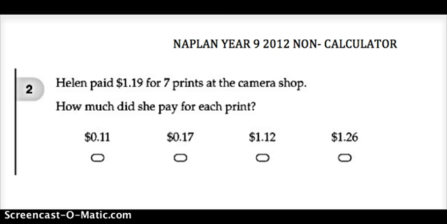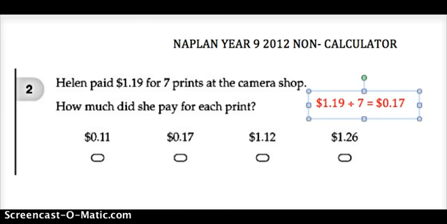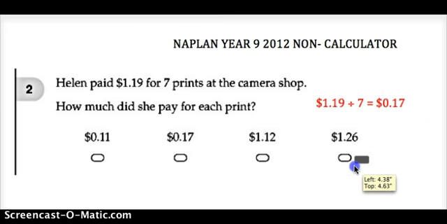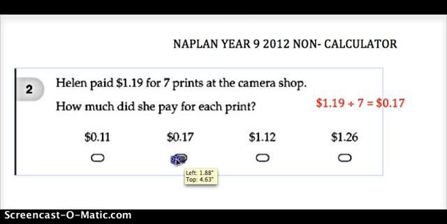So it was $1.19 for 7 prints. So to work out the cost of 1 print, you would do $1.19 divided by 7 and do that on your calculator and you will get an answer of 17 cents.